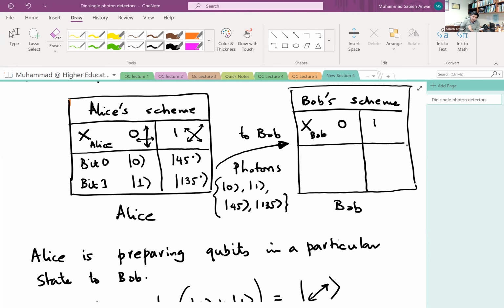Bob, depending upon his value of x, which we would like to call y, whether it's 0 or 1, changes his measurement basis. So he uses two kinds of beam splitters. If Bob's input is 0, he measures in the ket 0, ket 1 basis. And if Bob's random bit is 1, he measures in the diagonal basis.